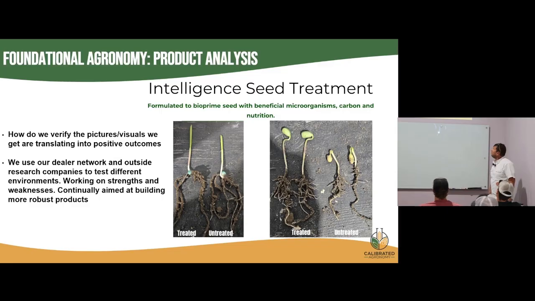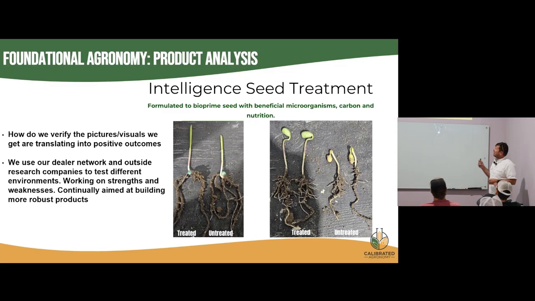And then the last rung that we've created, and probably our fastest growing, is the intelligence seed treatment lineup. So it's everything I've described about our biological lineup in a more concentrated, condensed seed treatment. This is our fastest growing lineup. It's the most cost effective to apply. We've got plots all over the US with this, and have been really happy with what we've seen.